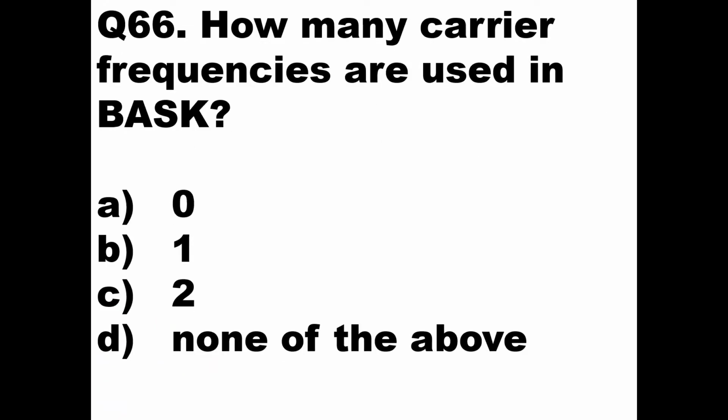Then we'll go to the next question, question number 66. How many carrier frequencies are used in BASK? Now BASK is a method in which the amplitude of the carrier is varied according to the input data, the information data. If the information data is 1, the carrier is passed. If the information data is 0, there is no carrier; the carrier is absent. So it requires only one carrier. One carrier is used in binary amplitude shift keying, BASK. So here the answer will be B, 1.